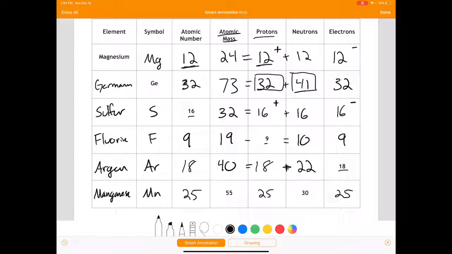So your number of protons is your atomic number, which is your number of electrons. To find the atomic mass, you add together protons and neutrons, because these are the only subatomic particles with mass, so you have to add these together.